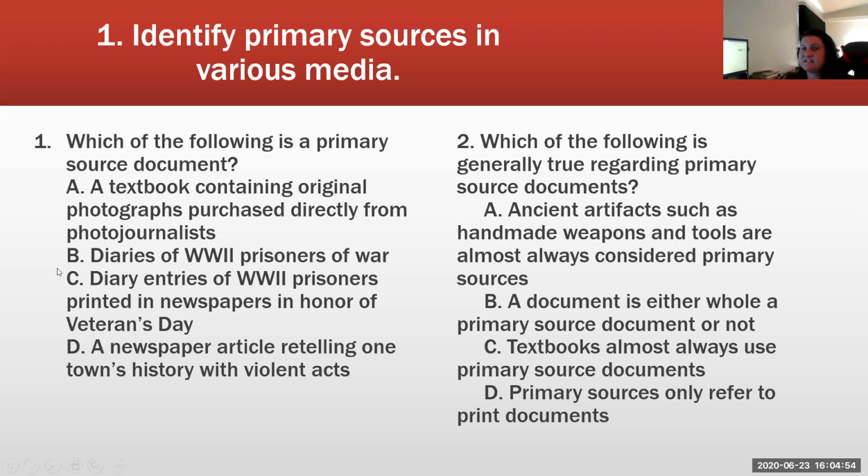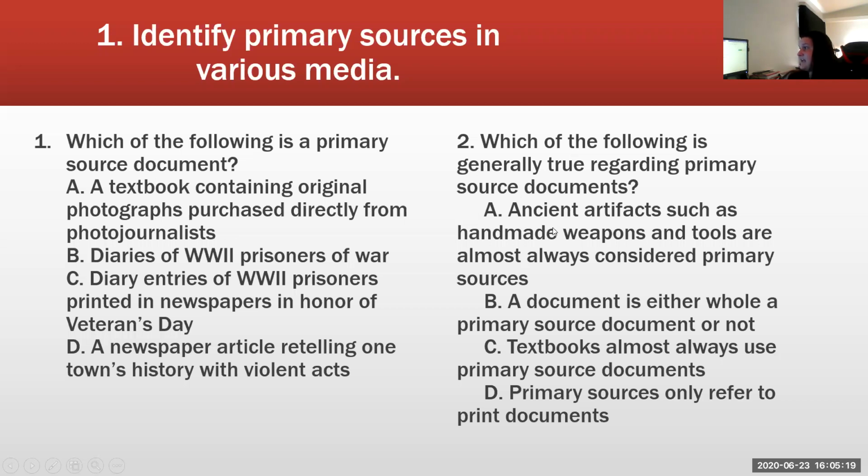The correct answer is B, diaries of World War II prisoners of war. That is a primary source document. The diaries are the one and only thing separating the reader from the writer. And that's what's important, how many degrees of separation it is from the reader to the writer. So which of the following is generally true regarding primary source documents?